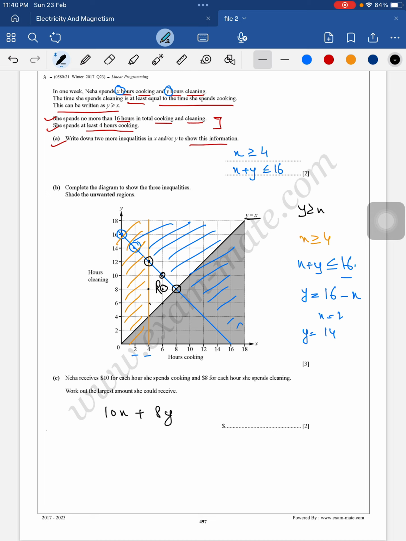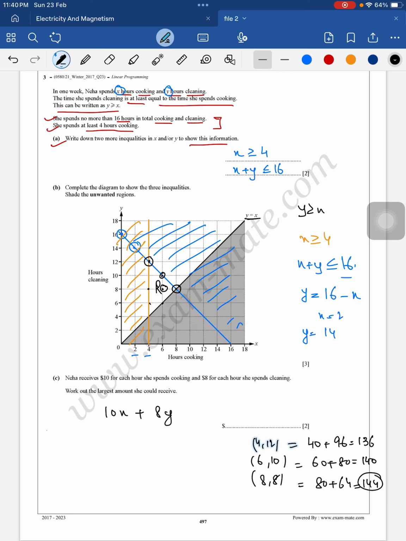Let us check all the three. So 4 comma 12, 6 comma 10, and 8 comma 8. So 4 comma 12 means 10 into 4, 40, plus 8 into 12 is 96. So that will make up to 136. Second, 10 times 6 is 60, plus 8 times 10 is 80. This is summing up to 140. Third, 10 times 8 is 80, plus 8 times 8 is 64. So this is 144. So the largest is 144.